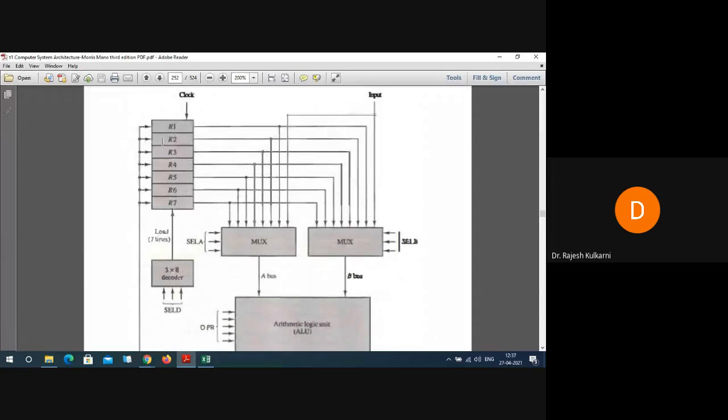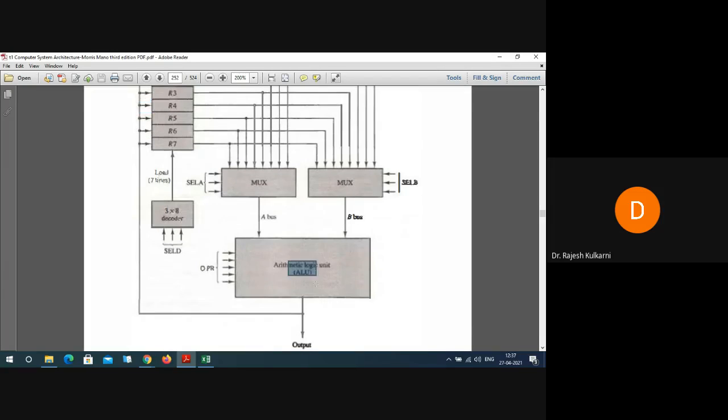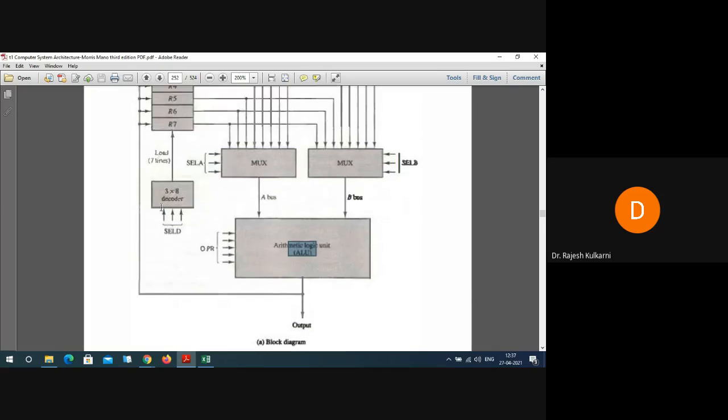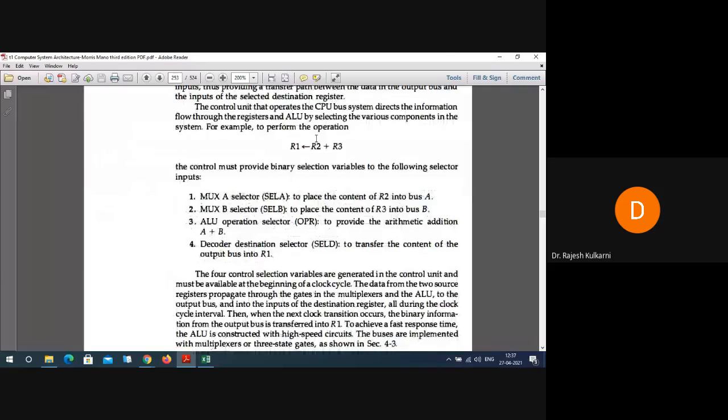Now, content of R2. So which R2 is activated and for select A, right? Multiplexer A for R2 and multiplexer B for R3. Am I right? Is it making sense? Multiplexer A for R2, multiplexer B for R3, and the addition is happening. Output, when the addition is happening, now this decoder will select which one? The decoder R1. Very good. The decoder will select R1. So that is what it is telling you.